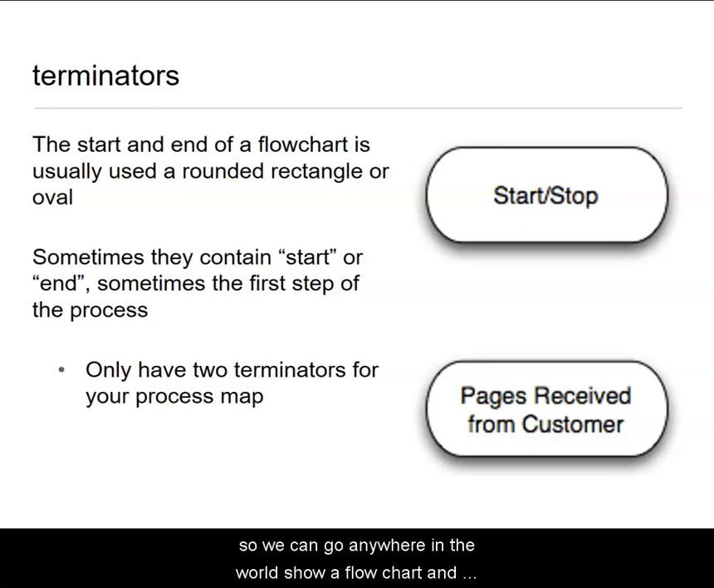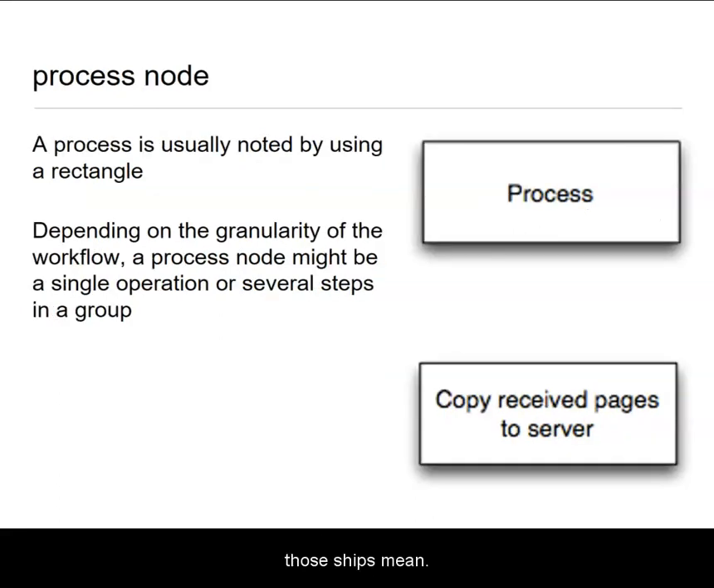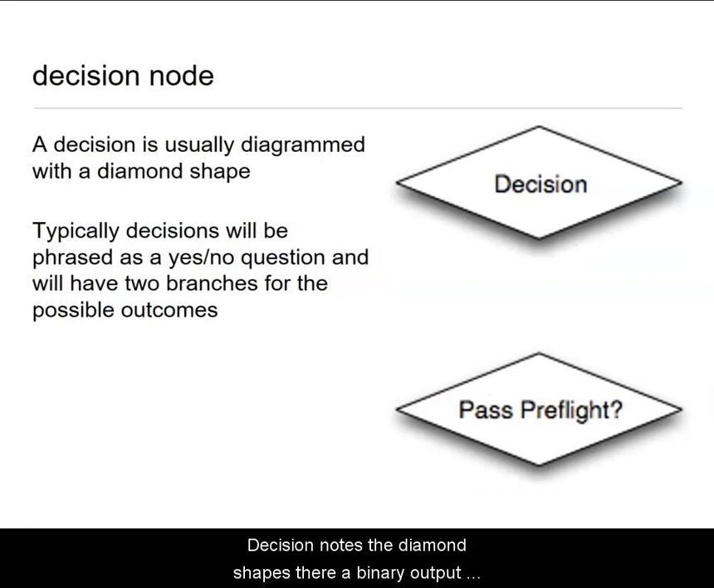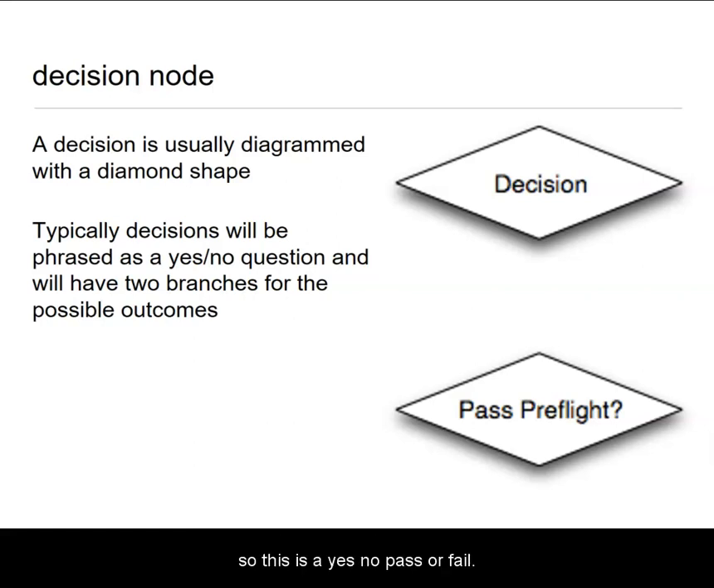And what's cool about flowcharts is that these are all internationally known symbols. So we can go anywhere in the world, show a flowchart, and everybody will be able to decipher what those shapes mean. The process node means you're just doing something. So it's just a rectangle. Decision nodes are diamond shapes. They're a binary output, so there's either yes, no, pass, or fail.